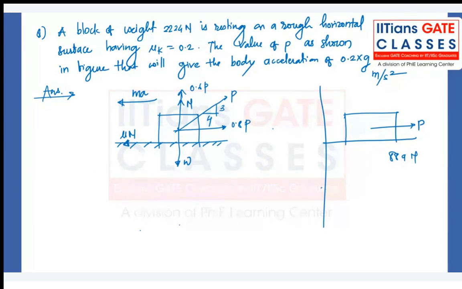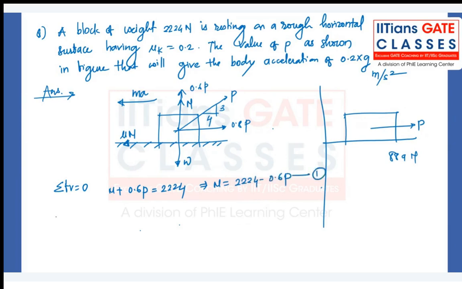So if you apply summation of all vertical forces equal to zero, because of this inertial force the body is in dynamic equilibrium. So N plus 0.6 times P is equal to 2224, right? So this implies the value of N is 2224 minus 0.6 times P. Call it equation number one.